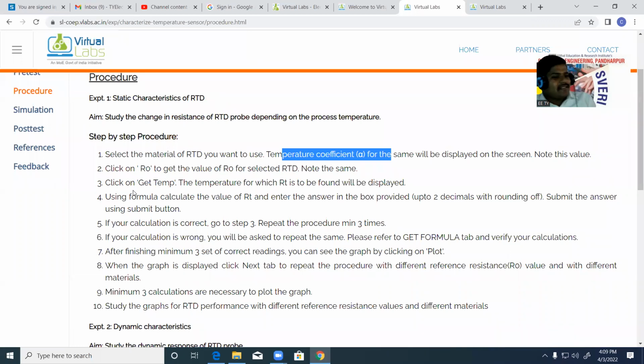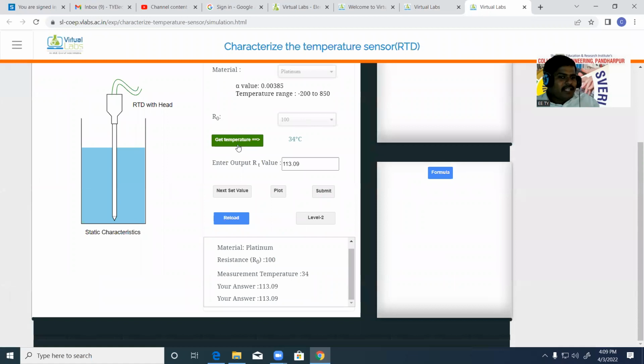म्हणजे परत काय करायचं, थर्ड नंबरची स्टेप काय आहे, गेट टेम्परेचर. So we want to check for different temperature. आता 34 डिग्रीला कॅल्क्युलेट केलं. Now we want to check for different temperature. I will click here get temperature. So now the temperature we are getting is 147 degrees Celsius.